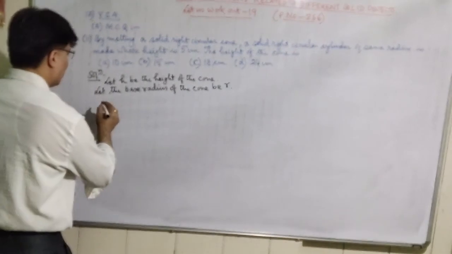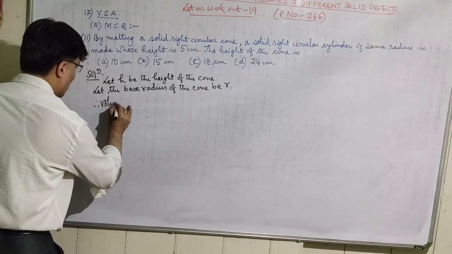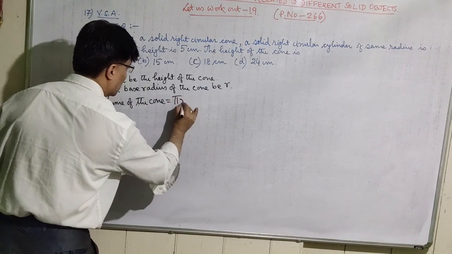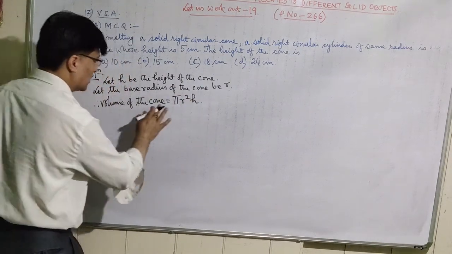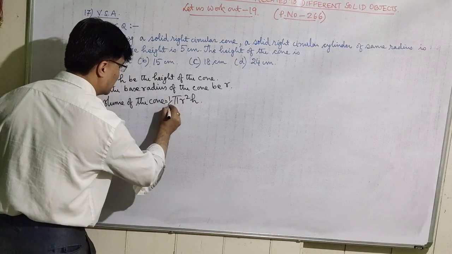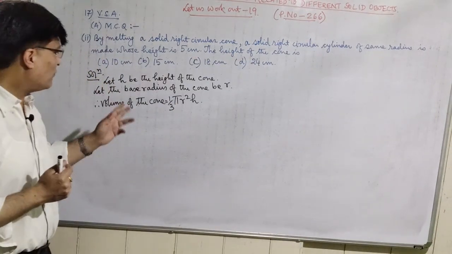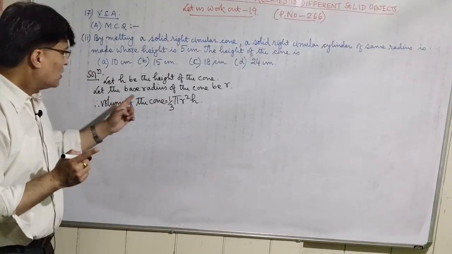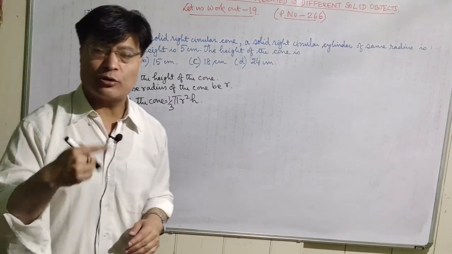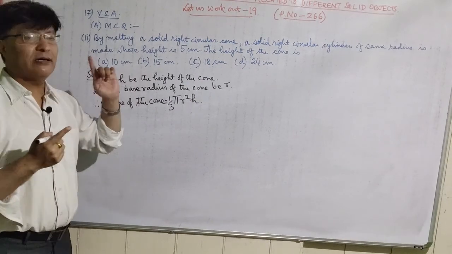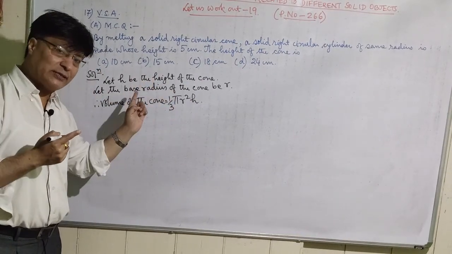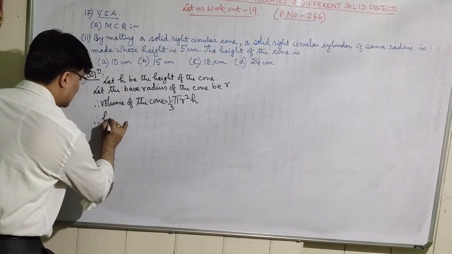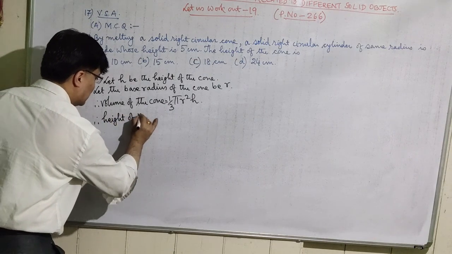Let us find the volume of the cone. Therefore volume of the cone is equal to 1/3 pi r square h. What is the formula for the volume of the cone? It is 1/3 pi r square h. Now this cone is melted and a solid right circular cylinder is made, whose radius is the same as the radius of the base of the cone and whose height is 5 centimeter.